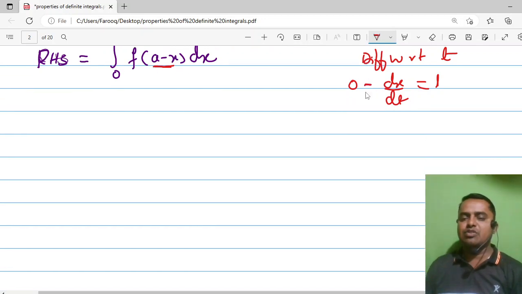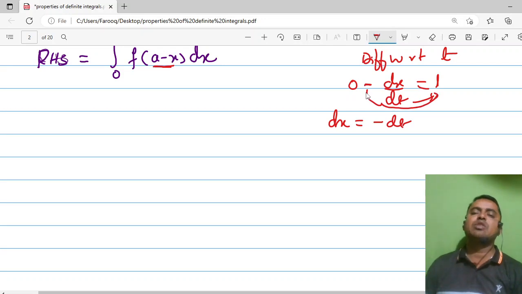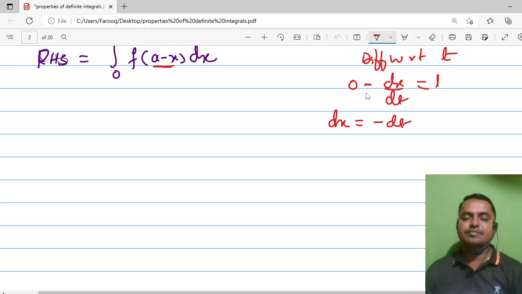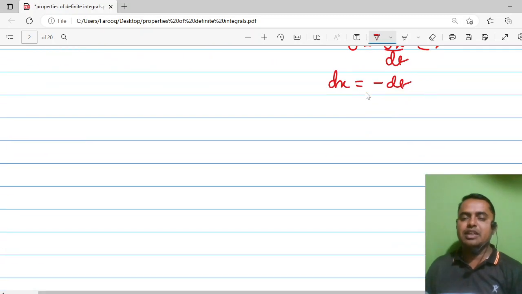Next, solve for dx. dx is equal to minus dt. Cross multiply this, and this minus sign will go with dt. dx is equal to minus dt. After differentiating, change the limits. Again take this one, a minus x is equal to t.